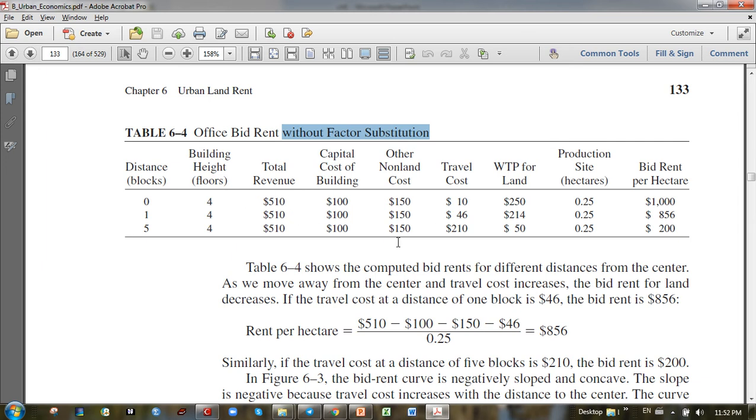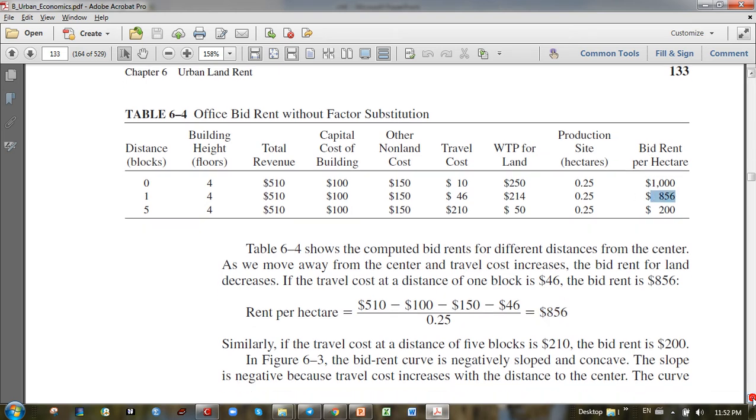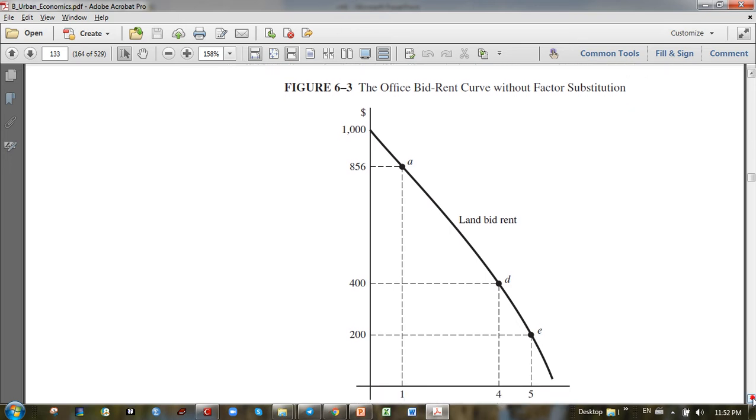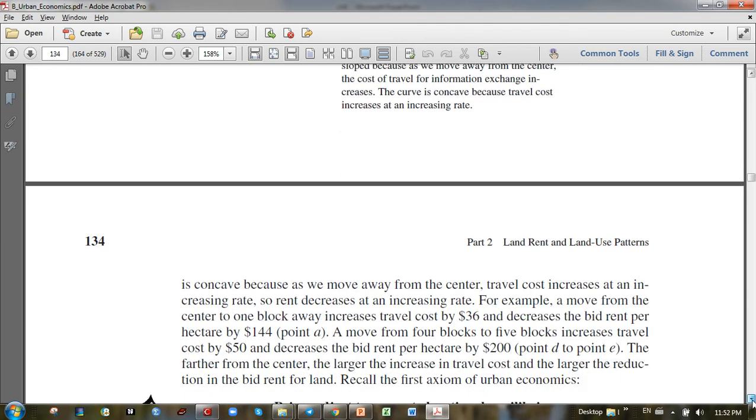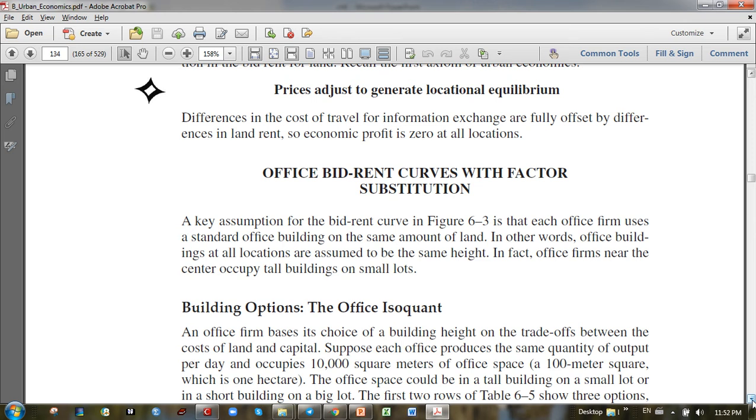Okay, so yes, this is a table. This is the way to answer like this one. 856. This is 856. Here is our table, the table without factor substitution. It tends to be a straight, linear curve, but not really 100% linear. Office bid rent curves with factor substitution. Now we have factor substitution.